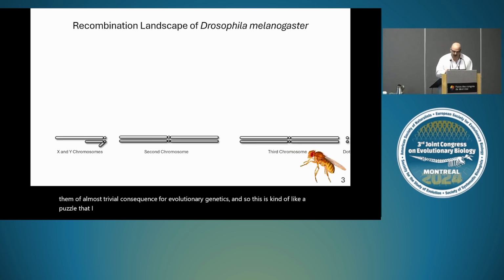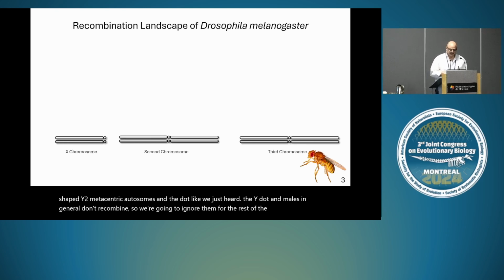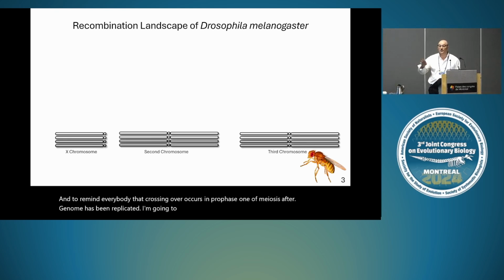So here's the karyotype of Drosophila melanogaster with the acrocentric X, J-shaped Y, 2 metacentric autosomes, and the dot. Like we just heard, the Y, dot, and males in general don't recombine, so we're going to ignore them for the rest of the talk. And to remind everybody that crossing over occurs in prophase I of meiosis after the genome has been replicated, I'm going to show all the chromosomes in their 4-strand bundle state, just like this.